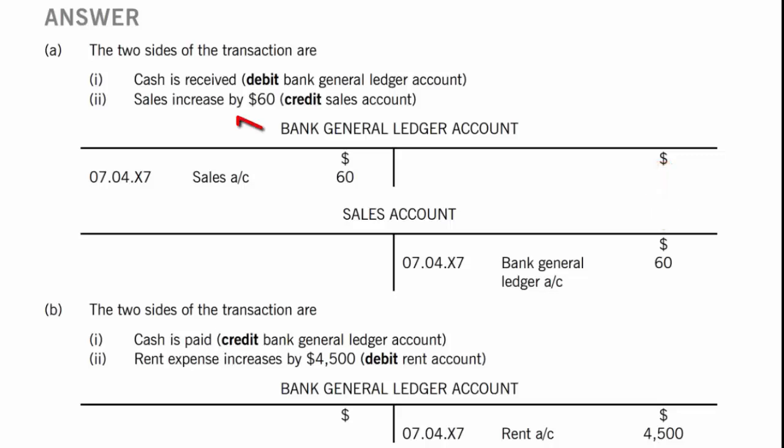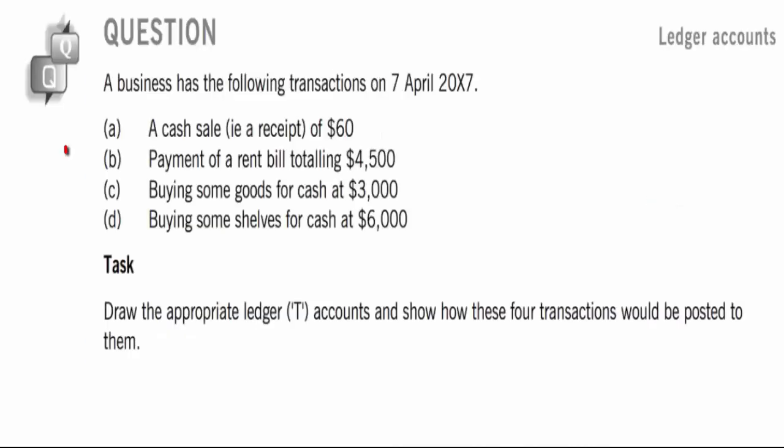How it's recorded in the ledgers. Bank general ledger account, debit $60 from the sales account. Sales account, credit $60 to the bank general ledger account. Transaction B, payment of a rent bill totaling $4,500. The business pays $4,500 for rent.